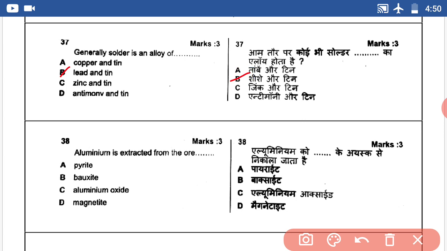Question number 38. Aluminium is extracted from the ore dash. The answer is bauxite. Answer B, bauxite.